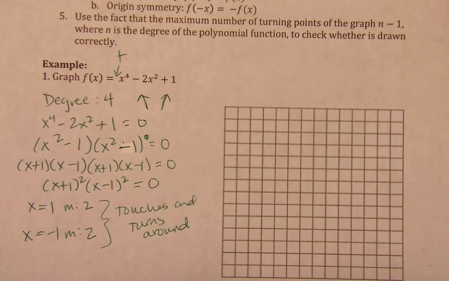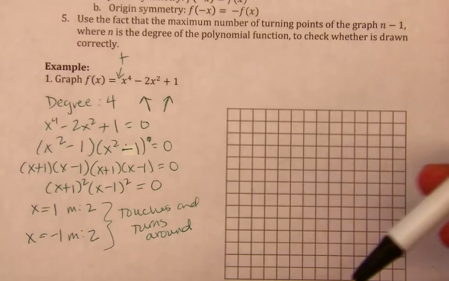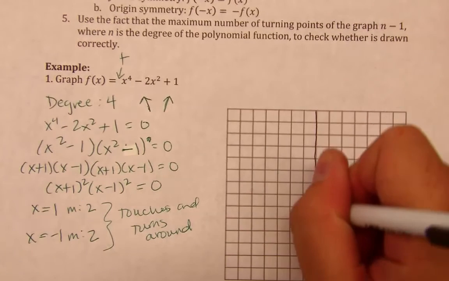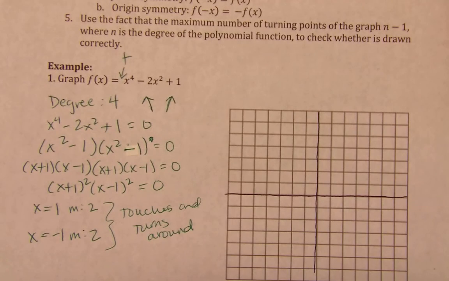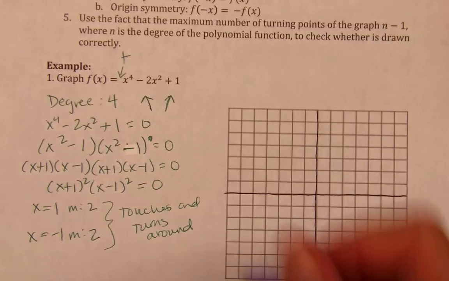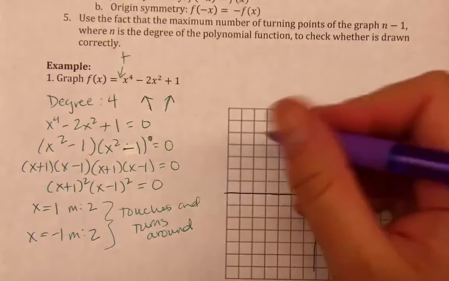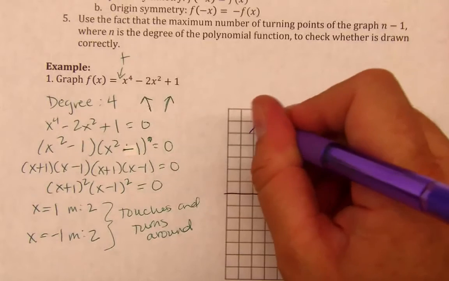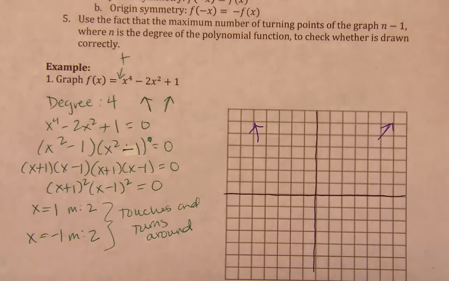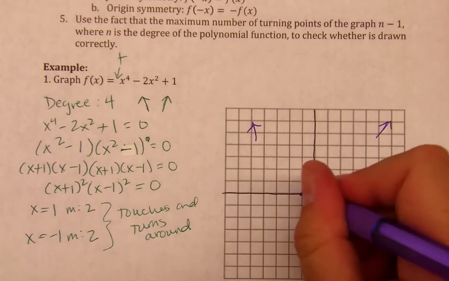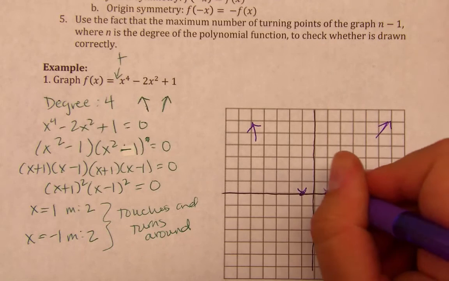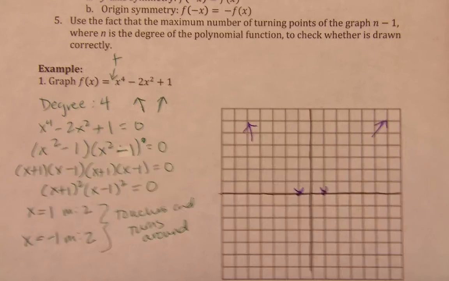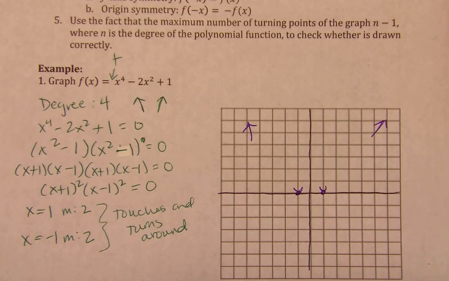So from the details we've just gained, let's go ahead and see if we can start to get an idea of what our graph looks like. So far I know degree 4, so I know I have ending arrows going up. And I know I have roots at negative 1 and 1. And I know my graph touches and turns around there. So that's the stuff I know so far.